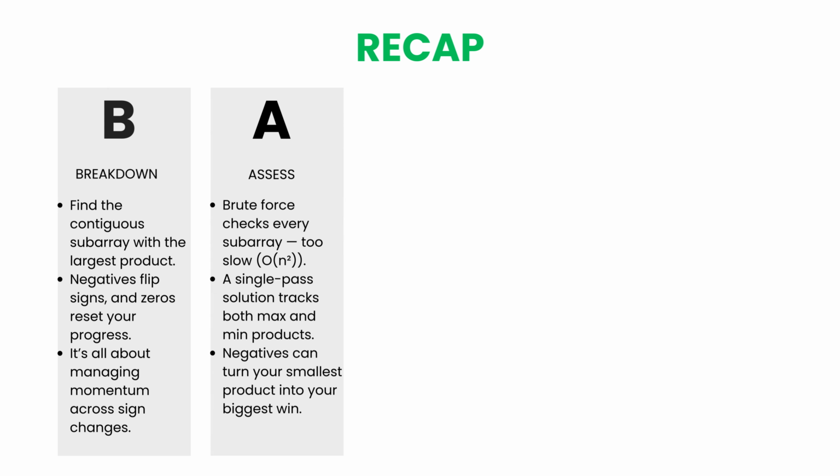Approach recap. We started by comparing approaches. A brute force method that checks every subarray is too slow to scale. The key insight is recognizing that a negative number can turn a previous minimum into a new maximum. By keeping track of both the current max and min at each step, we can handle those sign flips dynamically and efficiently in a single pass.